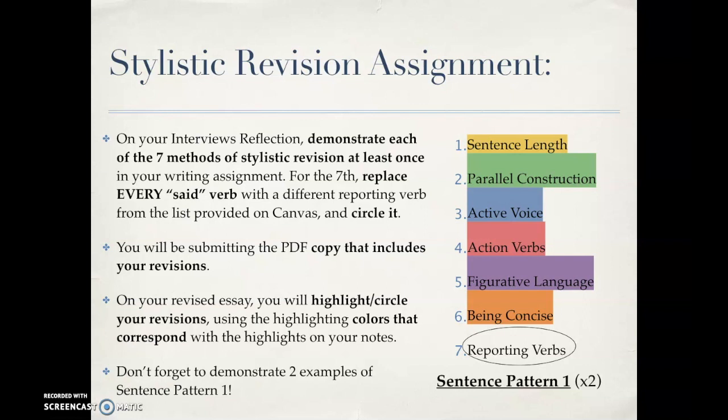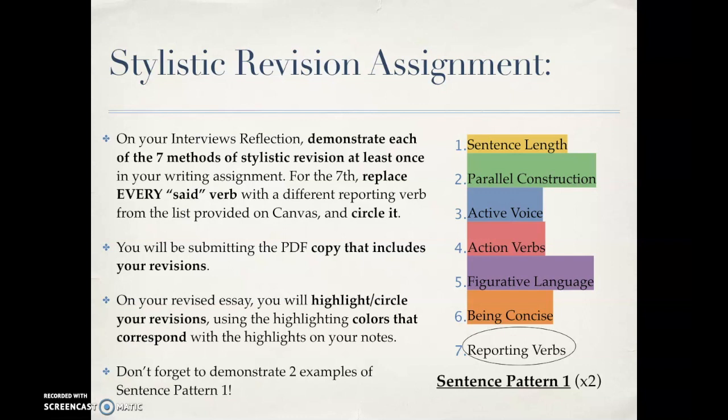Okay, so again, your assignment, let's go over it real quick. On your interviews reflection, you're going to demonstrate each of the 7 methods of stylistic revision at least once in your writing assignment. Real quick on the number 6 that says being concise, I showed you numerous ways to be concise, but you still only have to demonstrate one revision of conciseness, okay? So for the 7th as well, kind of the opposite is true. Every single said verb that you have, you're going to need to replace it with a different reporting verb, either from the list on Canvas or whatever, and then circle it.